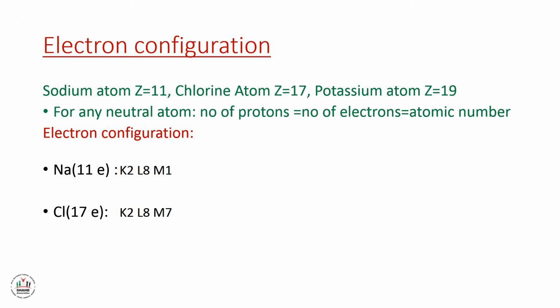M. K2, L8, M7. The final one, which is potassium, has 19 electrons. 2 are taken by K, 8 are taken by L, 8 are taken by M, and what remains, which is 1 electron, is taken by N. So K2, L8, M8, and 1.